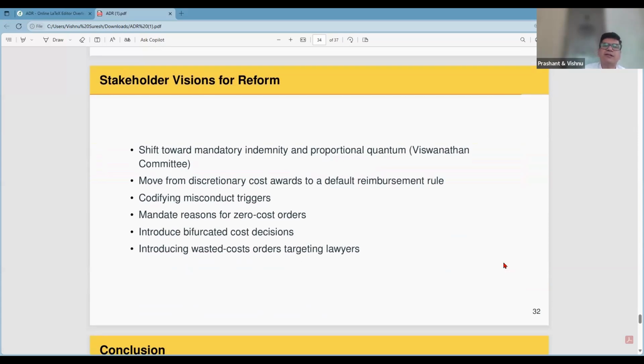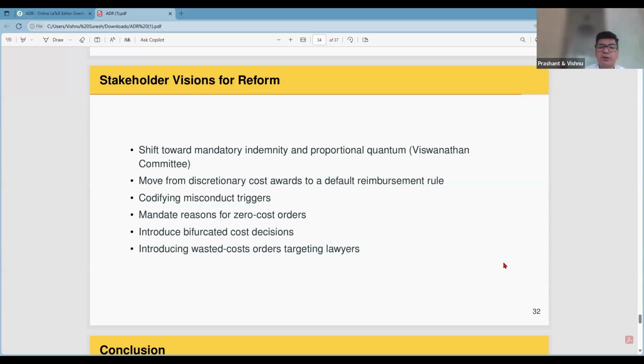Now, we reached out to stakeholders and asked what they think, should there be reforms and what reforms? We also looked at the TK Viswanathan committee, whose report came out in 2024. The committee also noted that there should be a move towards mandatory indemnity. There should be no discretion. Quantum should be proportionate. In fact, if you want to give flexibility to the judge, it should be to the extent that if the judge doesn't want to impose cost, then they should give reasons. So it should be a reasoned order for not awarding cost, rather than zero cost inertia.